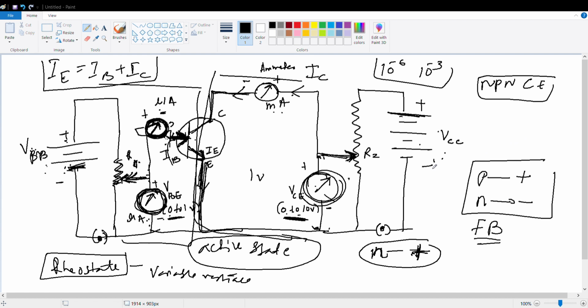By keeping voltage constant. VBE, not voltage. VBE constant. Really. Clear?